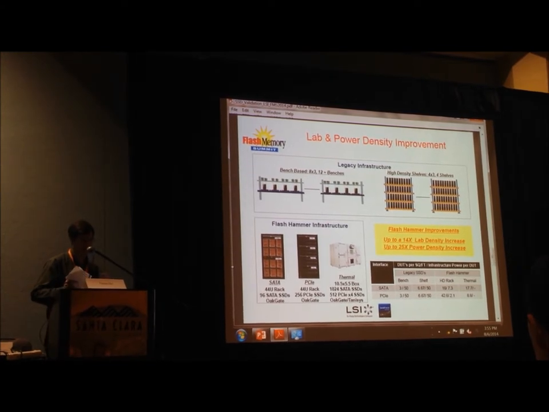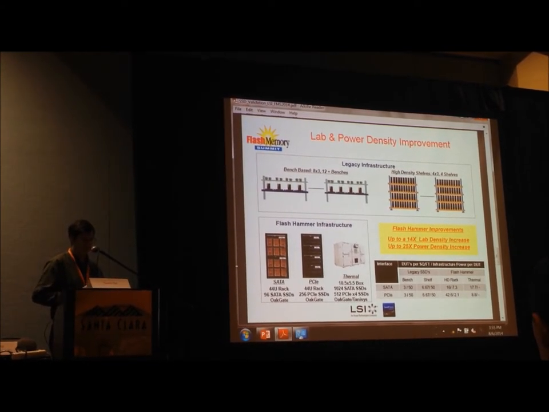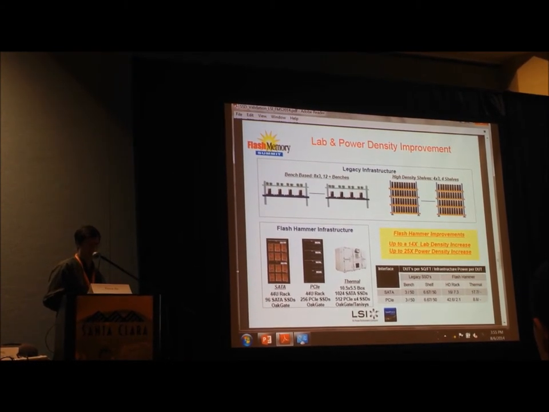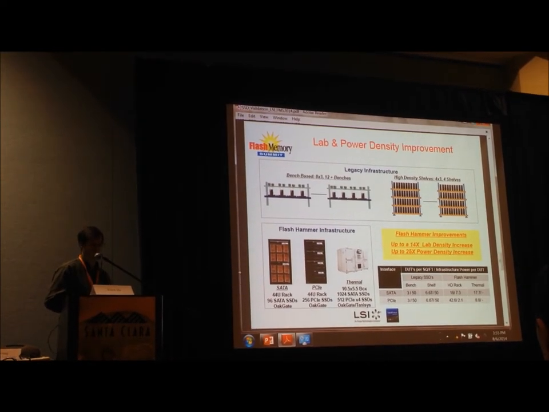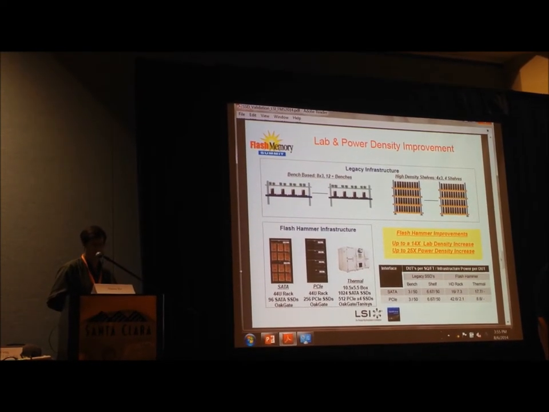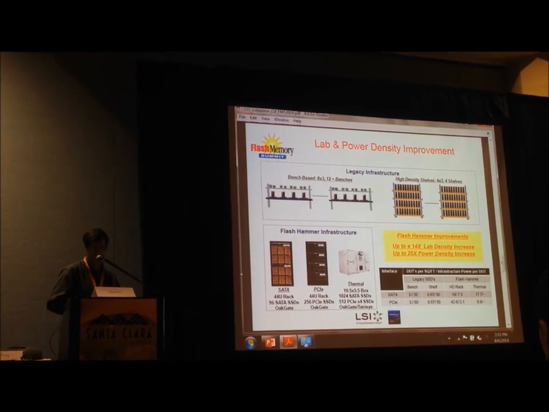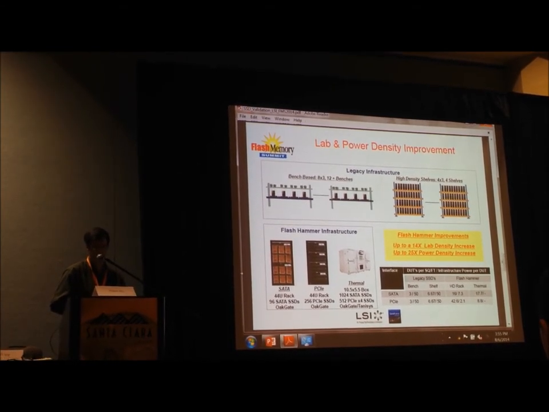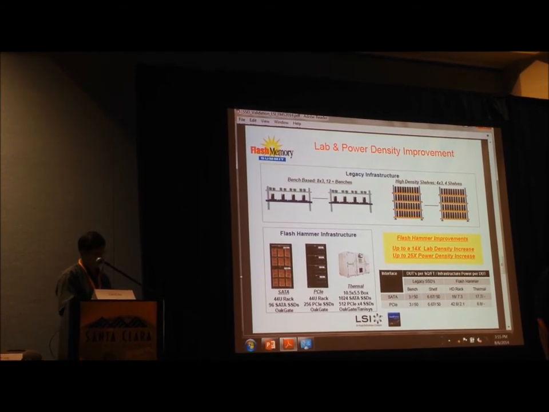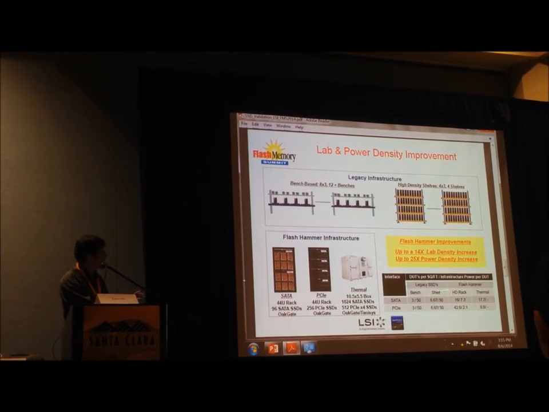How does that compare to our FlashHammer infrastructure? At the bottom here, you see a SATA rack. It's a 44U rack with 96 SATA drives. And you see a 44U rack with 256 PCIe drives. And you see a thermal box here where I can run SATA or PCIe. So let's look at some metrics here. If I start up at this table over here, let's see if my pointer works.